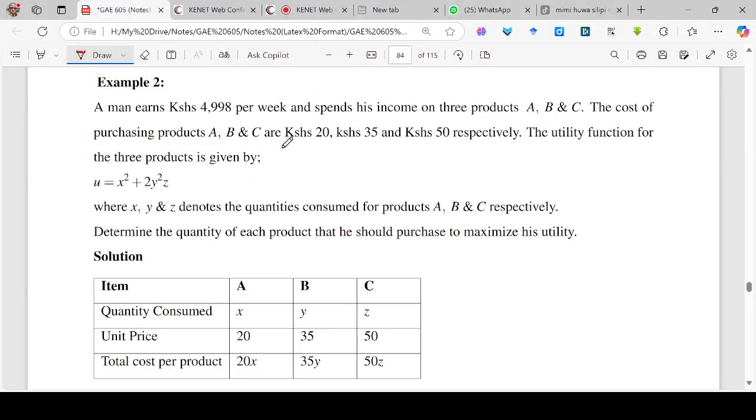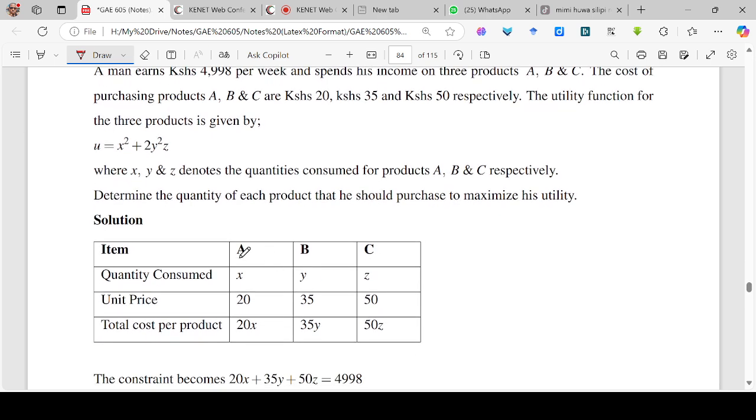The information we have here can be represented in matrix form like this. The items are A, B, and C. The quantities consumed are X, Y, and Z respectively. The unit prices are given. So the total cost for the 3: when he purchases X units of A at 20 shillings, Y units of B at 35 shillings, and Z units of C at 50 shillings each, the total amount incurred would be 20X plus 35Y plus 50Z.